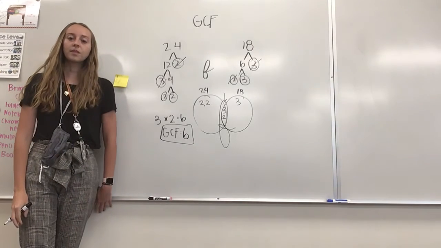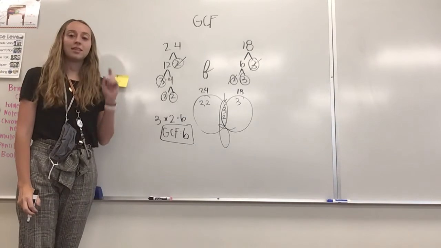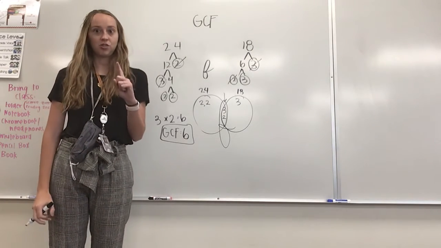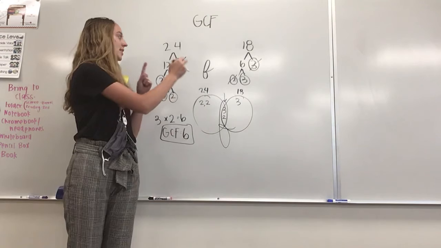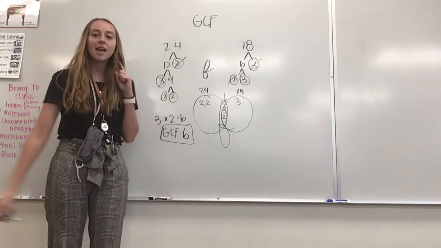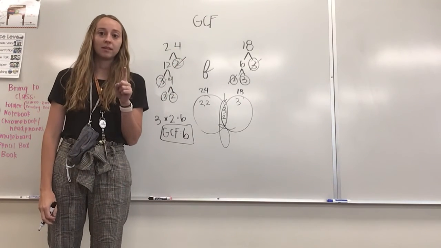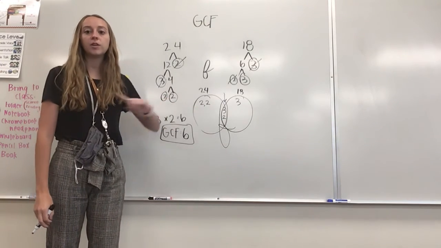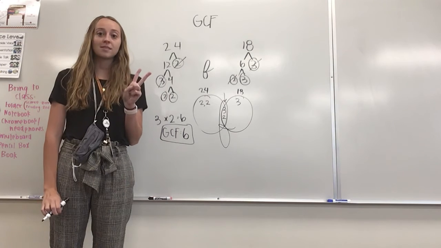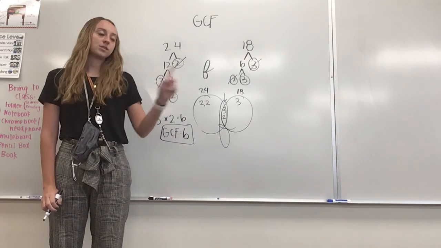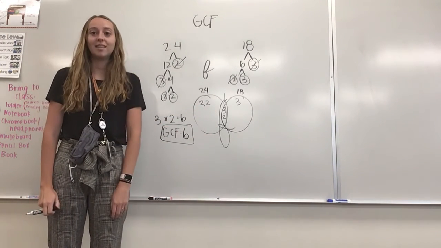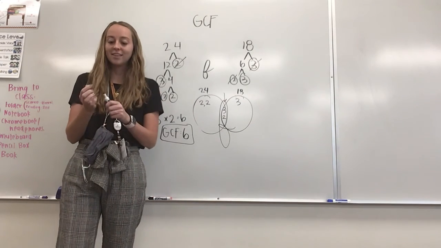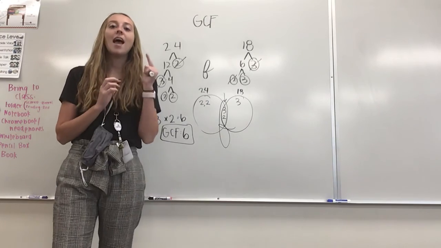Okay, so the steps are, number 1, create your factor tree. Make your factor tree until all of your little branches end in a prime number. Step number 2 is to make your Venn diagram. Put all your numbers in the appropriate spots. And then step number 3 is to multiply the 2 numbers in the middle together. And that is how you use factor trees to find the greatest common factor. And now we're going to practice.